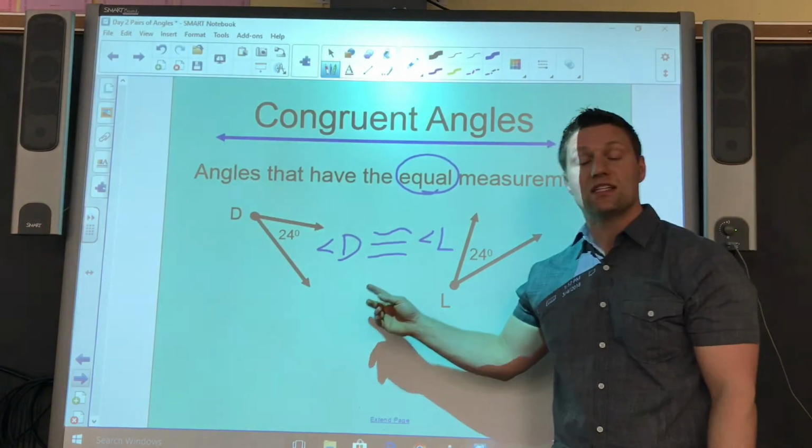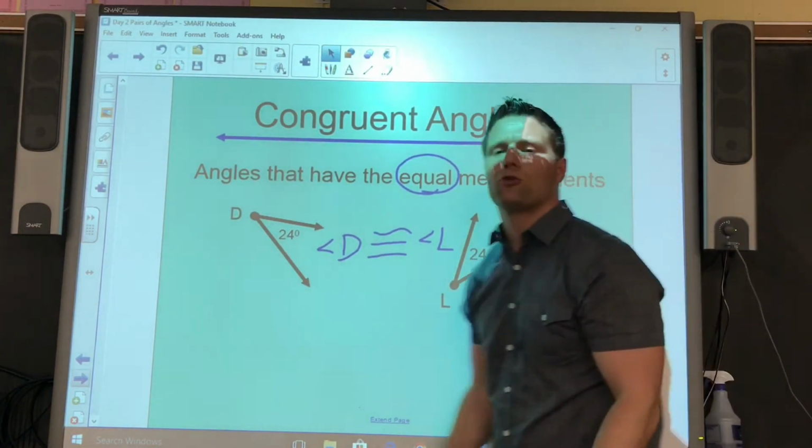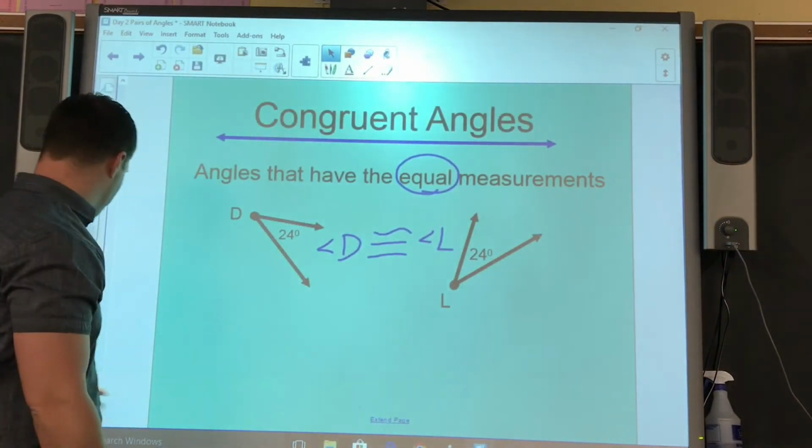We don't have to use the equal sign. We're going to use the sign with that little squiggly above it. That means that they're congruent, okay? Congruent angles, equal angles. That's pretty easy.